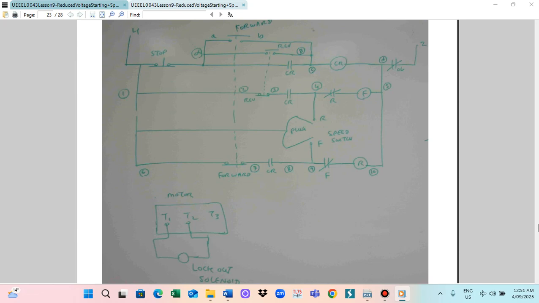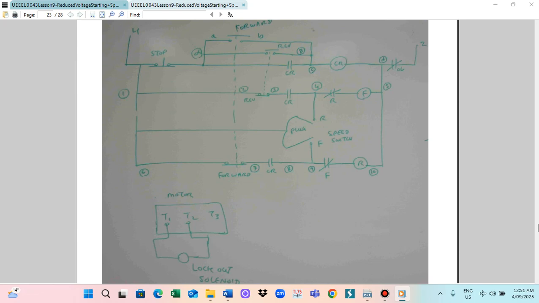So for the plug-in, you need to press the stop, and you need to press either forward plug-in or reverse plug-in. If you are running the motor in the reverse direction and you want to stop, you press the stop switch and reverse plug-in. When you are running the motor in the forward direction and you want to stop the motor, you press the stop, and you press the forward plug-in. By this, the motor will stop instantly.